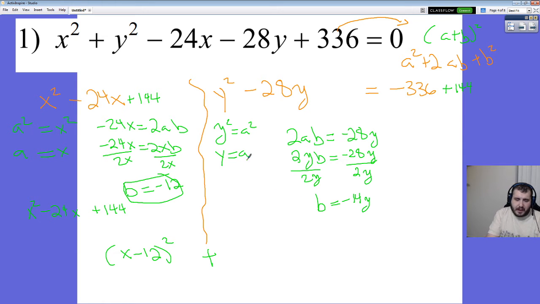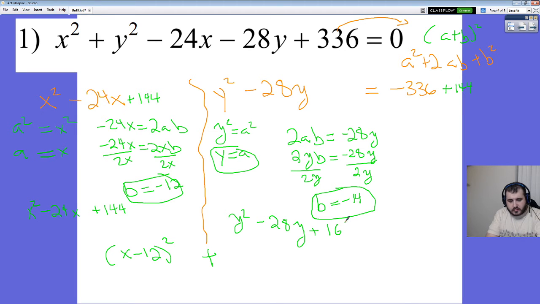Not 14y. What am I doing? Silly. Negative 14, right? And so now I've got my a, now I've got my b. I can just put it right in here. A squared plus 2ab, 2 times y times negative 14, so minus 28y. And then negative 14 squared is 196.